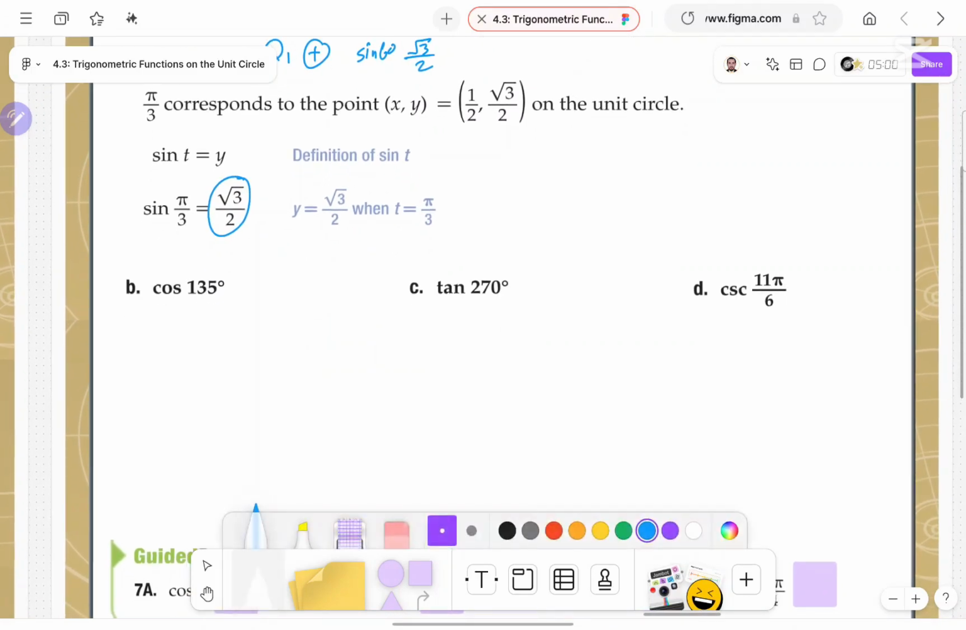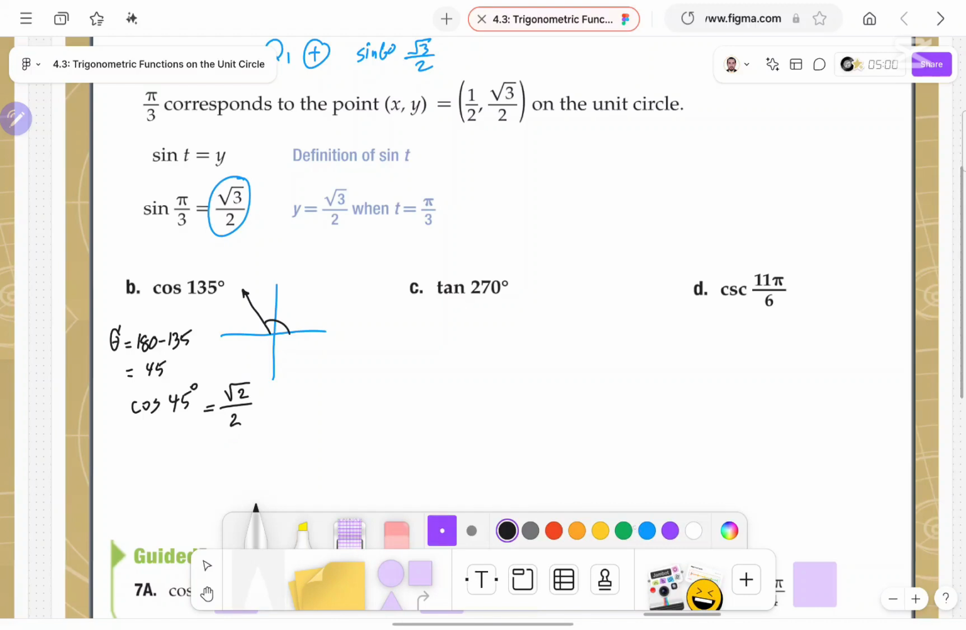Now, cosine 135. You can use the reference angle. 135 is in quadrant 2, right? So find the reference angle. The reference angle is 180 minus 135, so it's equal to 45. Now what is cosine 45 from the table? It's square root of 2 over 2.